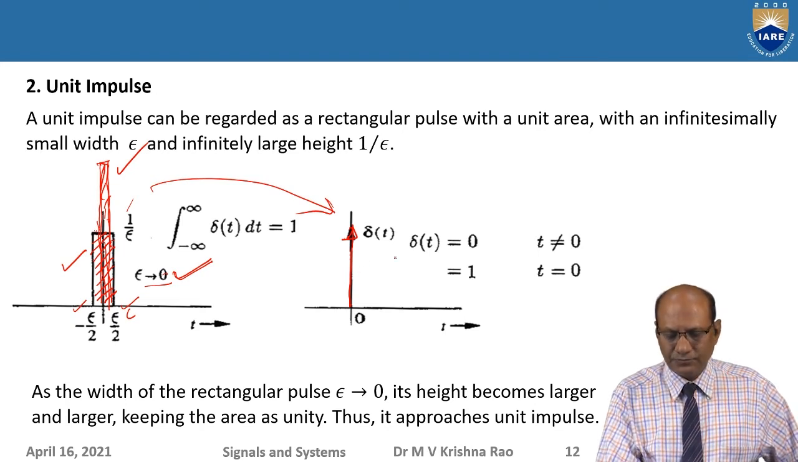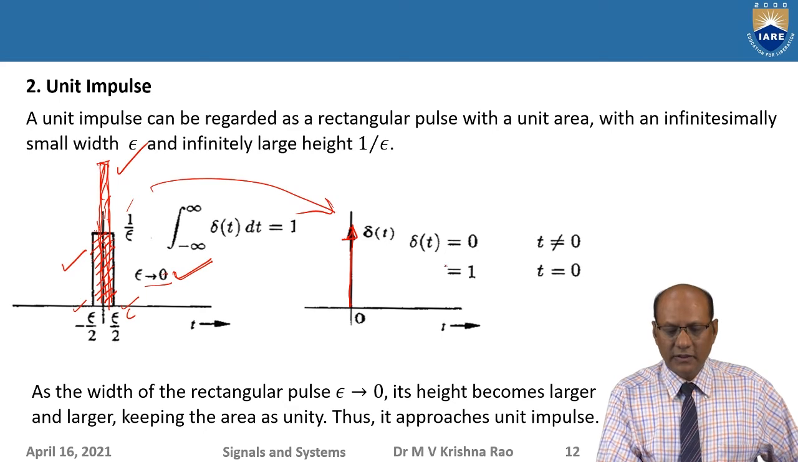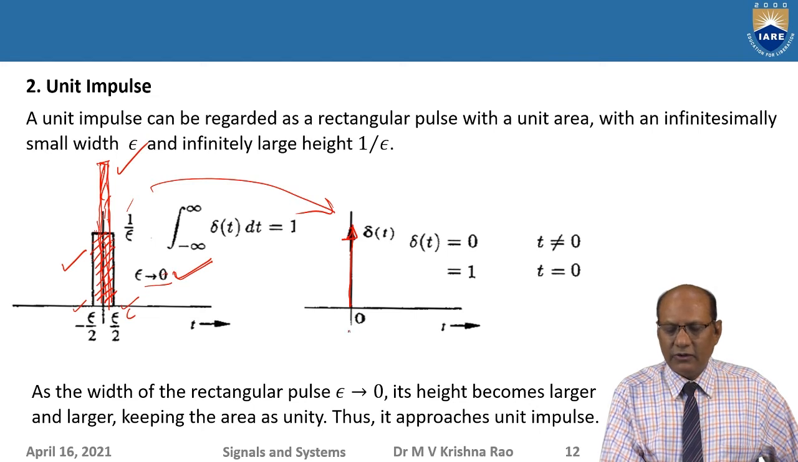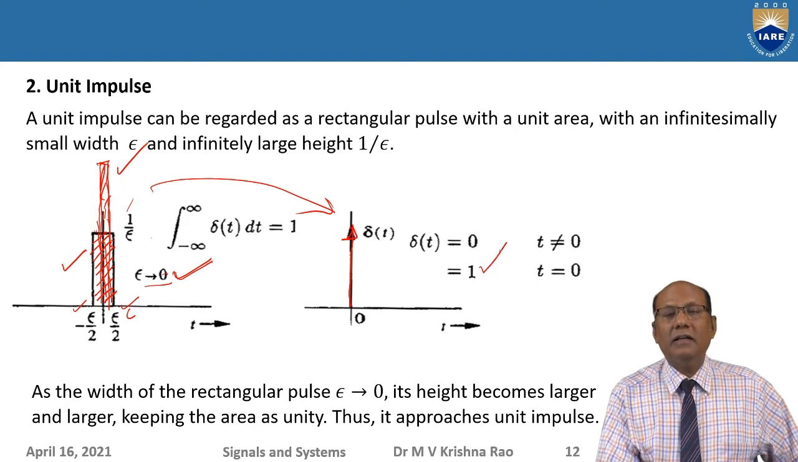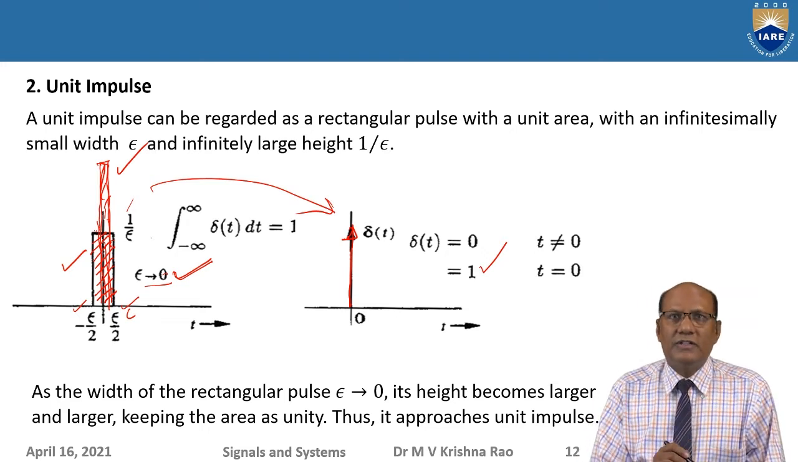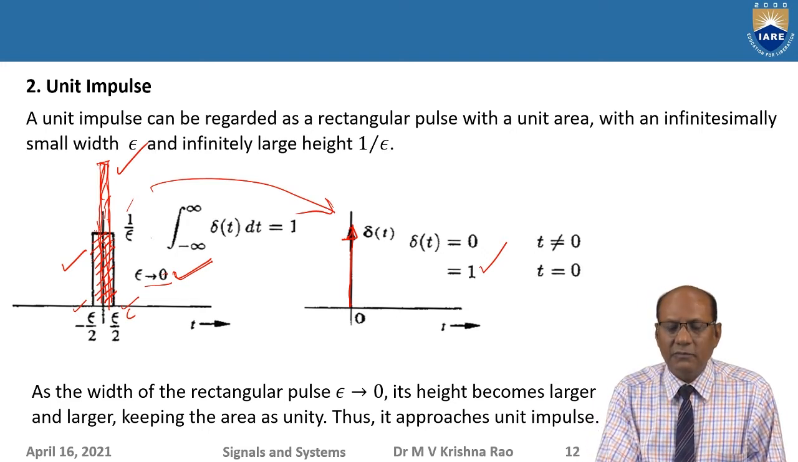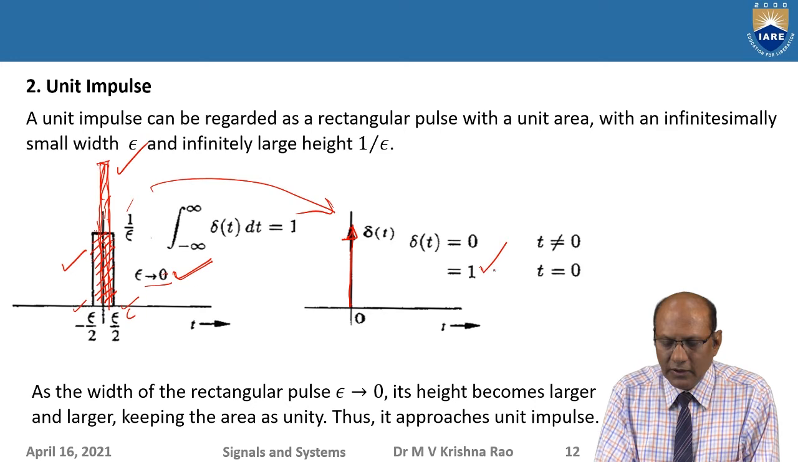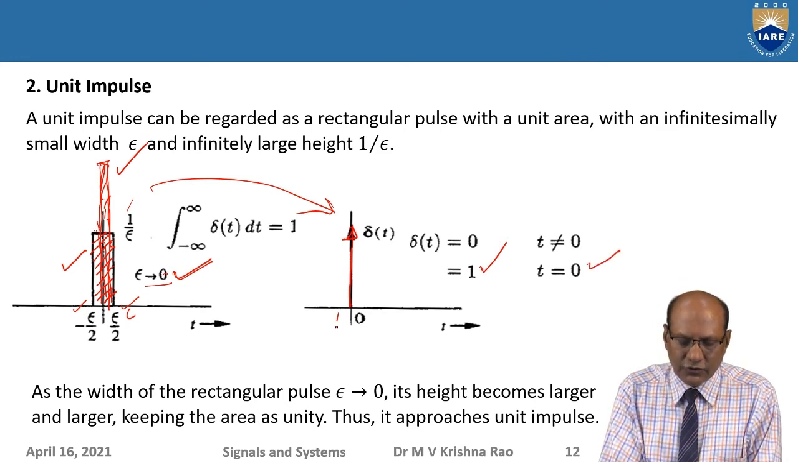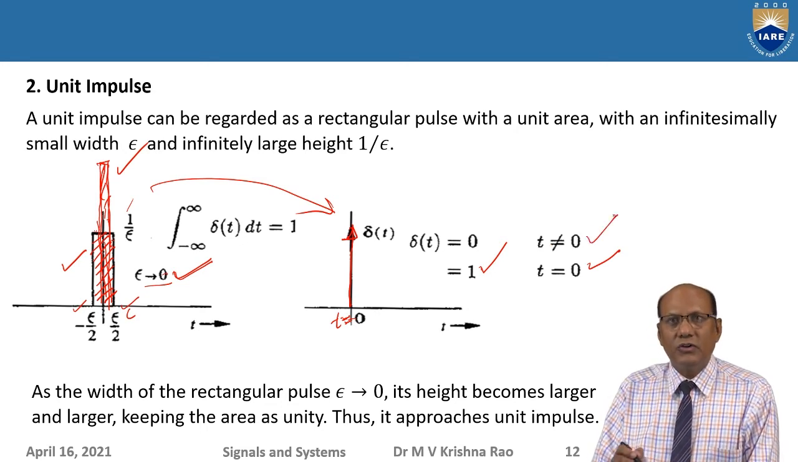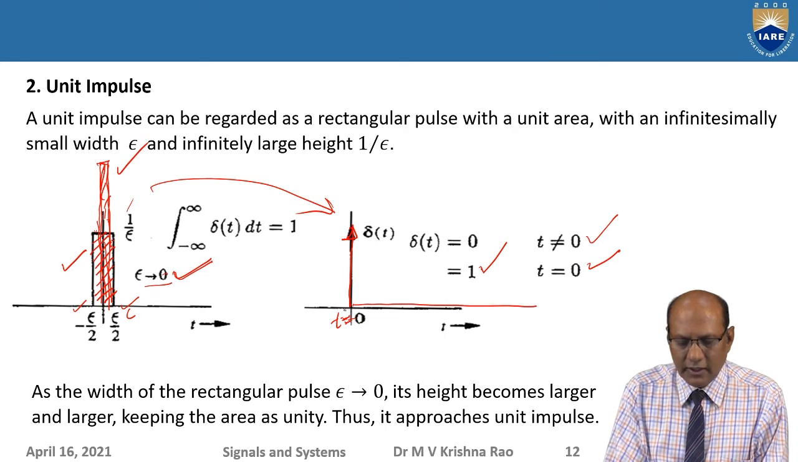What is the definition for this? An impulse exists at t equal to 0. Delta of t is the function reserved for the unit impulse function. So delta of t equals unity if t equals 0. That means at t equal to 0 I have an impulse. At other times, if t is not equal to 0, there is no signal. It is 0 on this side and 0 on this side.